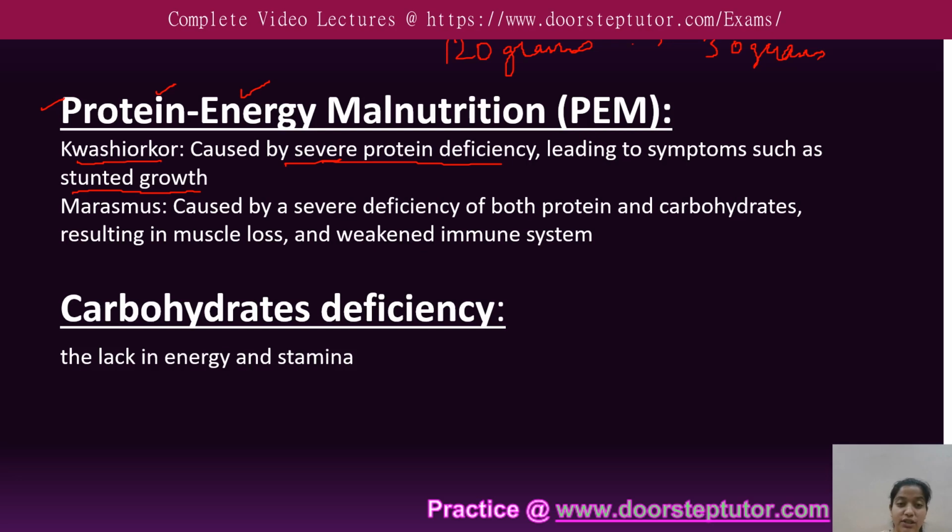Another kind of protein energy malnutrition is marasmus. Marasmus is basically the deficiency of both protein and carbohydrate. So here the amount of protein and carbohydrate in your body is missing, or it is really less, which results in muscle loss and a weakened immune system. Because we remember that protein is what is going to defend us from diseases, and carbohydrate is responsible for giving us energy. So here the person suffers from both muscle loss and a weakened immune system.